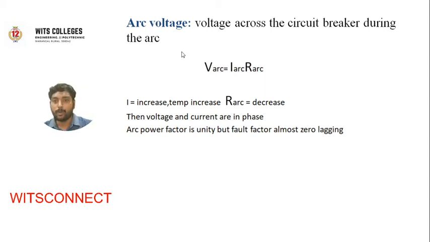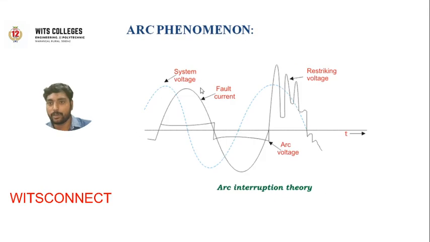Here in this arc voltage method, the voltage and current both are in phase. The arc power factor is unity, but the power factor is almost lagging. I will show in a graph. This is the arc voltage graph. This is the arc voltage. This is the supply system voltage. This is the normal voltage. The dotted line is the reference, the normal voltage.